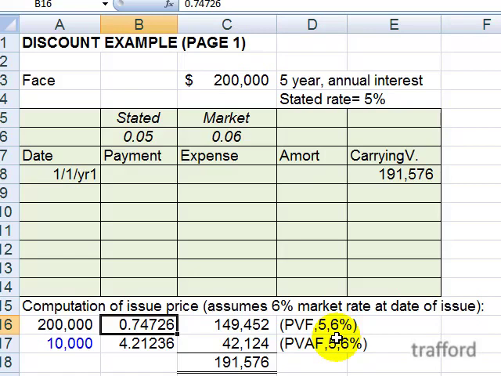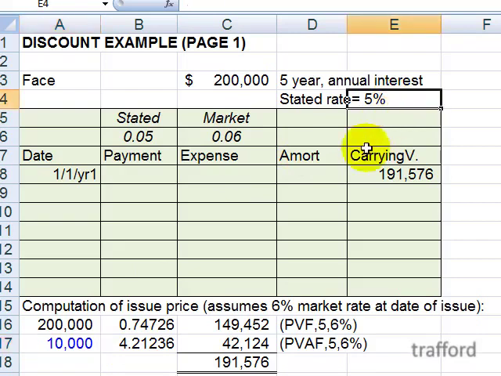The factor from the table for 5 years, 6% is right here, 0.74726. Multiply that times the face value of the bond, and that gives us half of our issue price computation. The other half of the issue price computation has to do with the annuity payment. Remember that the corporation also has to pay annual interest. Well, what's the amount of the annual interest? This is the same example we had before.